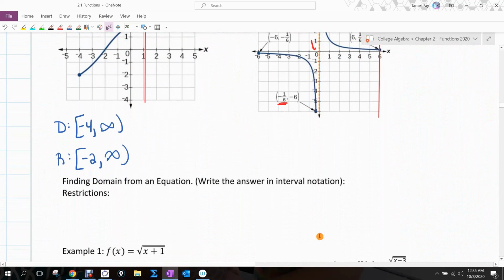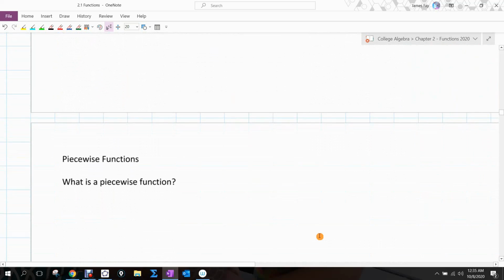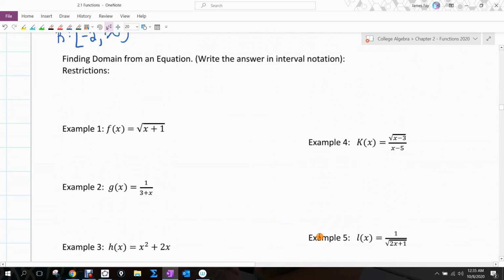We'll do a lot of that, a lot more practice of that. When we do this algebraically, okay, finding domains for an equation algebraically, there's 2 issues that we have. Number 1 issue, division by 0.